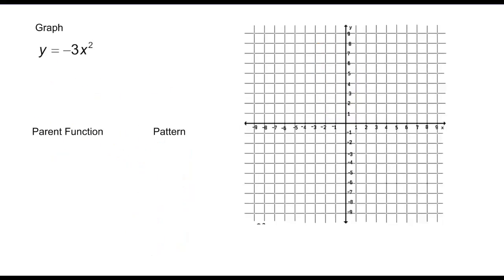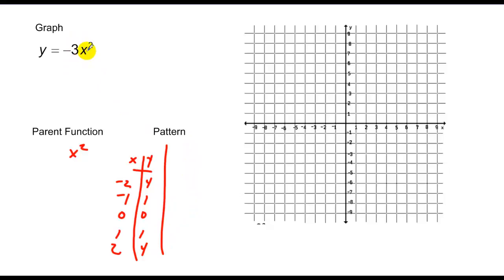Let's look at another example. In this case, same parent function, x squared. The pattern for an x squared graph is, again, -2, -1, 0, 1, 2, giving 4, 1, 0, 1, 4. But in this case, after we're done plugging into x squared, we have to multiply by -3. When I multiply these values by -3, I get -12, -3, 0, -3, -12. So you'll notice in this case, if I graph these points, -2, -12, it's way down here. 1, -3, -1, -3. I get also a much steeper graph.